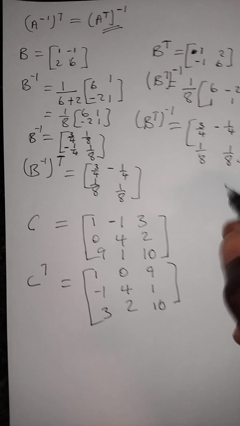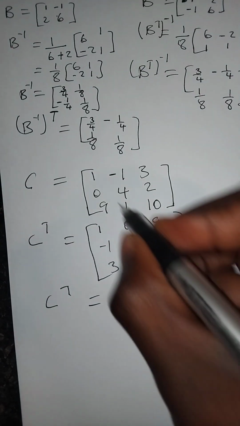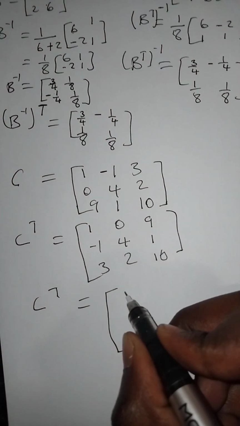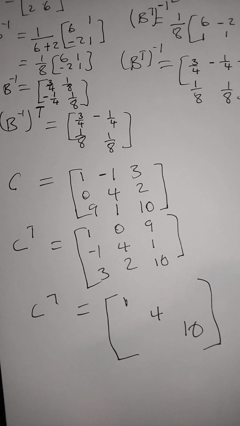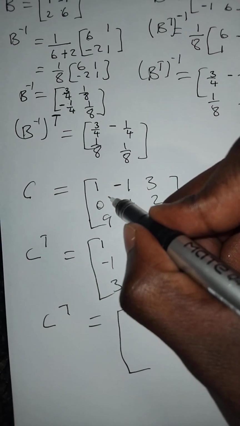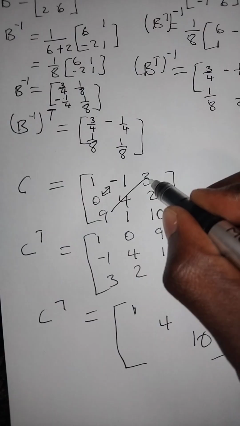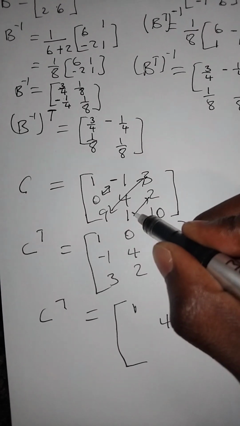Then this last row changes to a column, so 9, 1, 10, like that. Okay, and using the method where we keep the diagonal, the diagonal is 1, 4, 10. So 1, 4, 10, like that. So we're going to exchange -1 with 0, and exchange 3 with 9, then exchange 1 with 2.